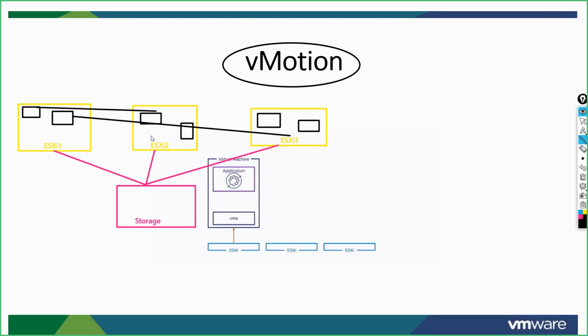Now all your VMs running on the faulty hardware are moved live to ESXi2 and ESXi3, another hardware. So now you can take your faulty hardware down for maintenance or replacement without any impact. This is nothing but a feature called vMotion.